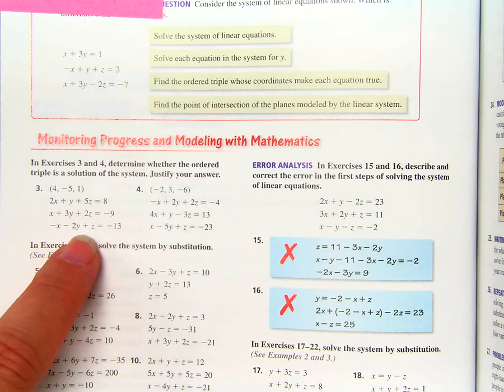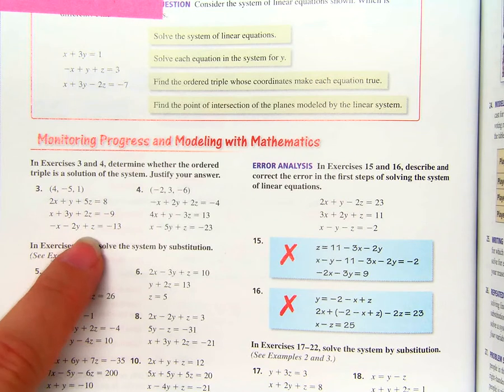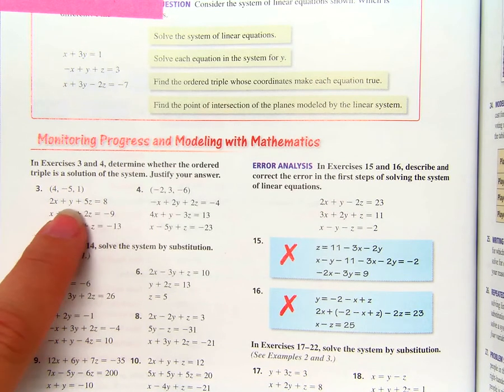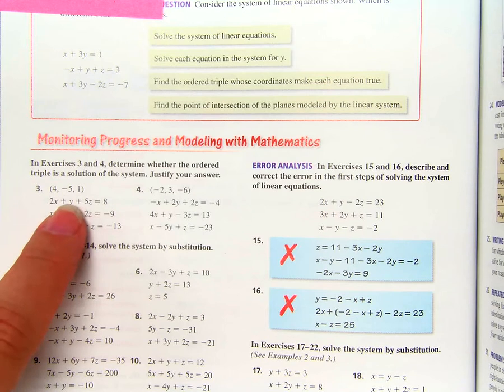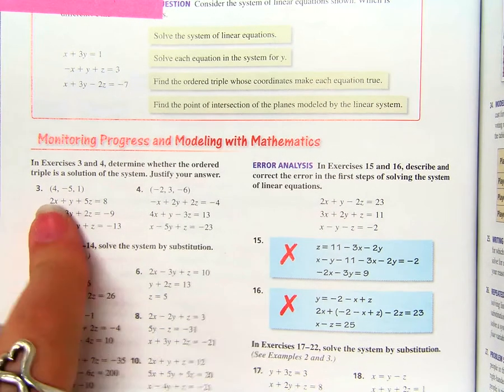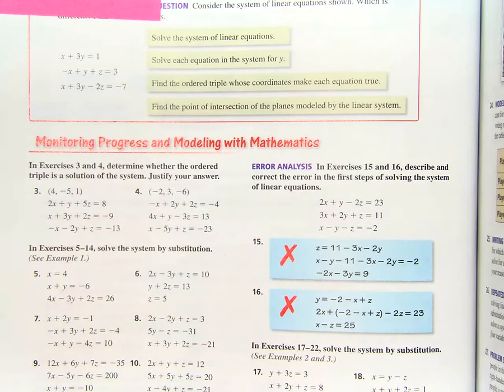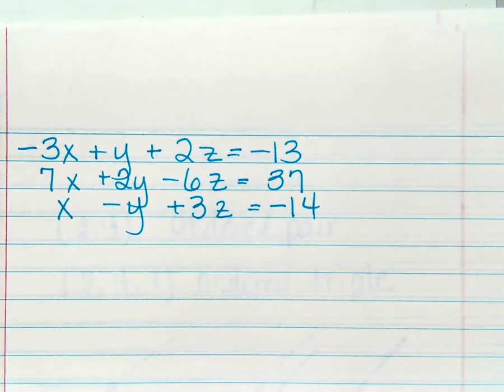And what has to be true? Exactly. It has to be true for all three of them. If it's not true for the first one, do you even have to try the second one and the third one? No, because if it's not true for the first one, it's definitely not going to be true for the whole system. Okay? But that's all you would do on 3 and 4. But again, I didn't assign those because they are too easy. Okay? You got it? So let's do number 12.